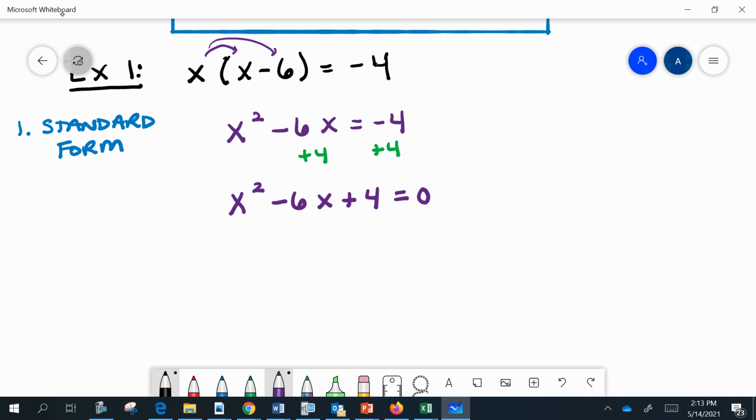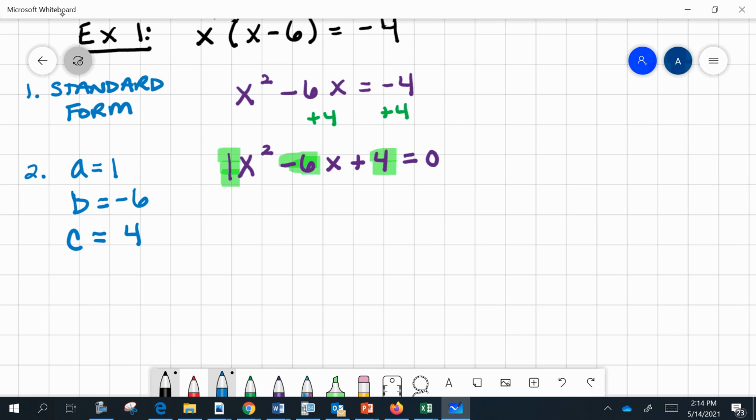The next thing that I'm going to do is identify the a, the b, and the c. The a term in this situation, since I don't see a number in front of x squared, we always assume that it's 1. So the a value is 1. The b value is going to be this right here, this negative 6. So here's the a value highlighted. The b value is negative 6, and the c value is going to be 4. I'm just using the coefficients. I don't include the x's in the formula.